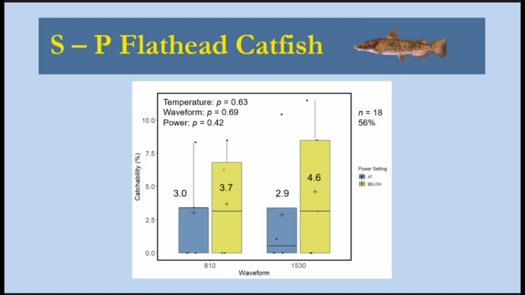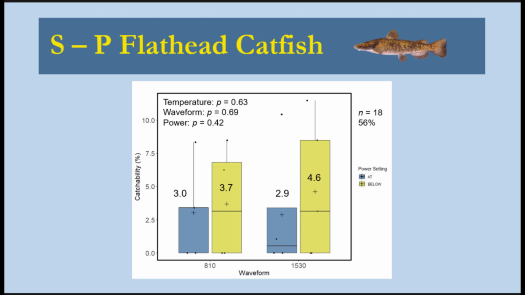None of the covariates came up as significantly influencing catchability. We had much higher success with our flatheads, with more than 50% of the trials being successful, with fish surfacing. But if you focus here, if power is not significant, we're not overpowering fish, then it's best to focus on the at-power blue, where the estimate of catchability is about 3%, because we're not going to tell managers to reduce power outputs in the large reservoirs.